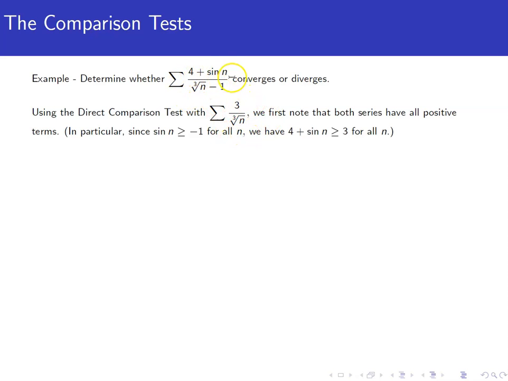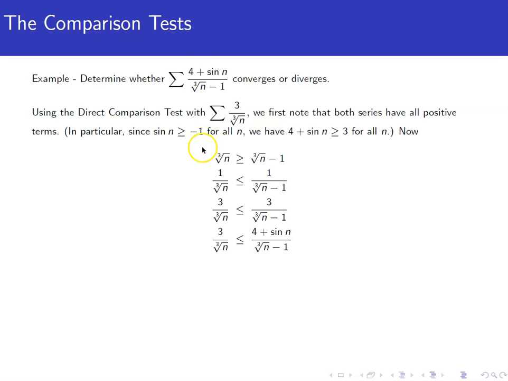So if I look at 4 plus sine of n, the smallest 4 plus sine of n can get is 3, because the smallest that sine of n can get is negative 1. So that's why we're going to compare to 3 over the cube root of n. The cube root of n comes from the fact that this looks like cube root of n as n gets large. I know that that series diverges, so this one has to be the smaller series. The other one, the one we're trying to find something out about, has to be the bigger one if we suspect that it diverges. So that's why I used the sine of n being greater than or equal to negative 1.